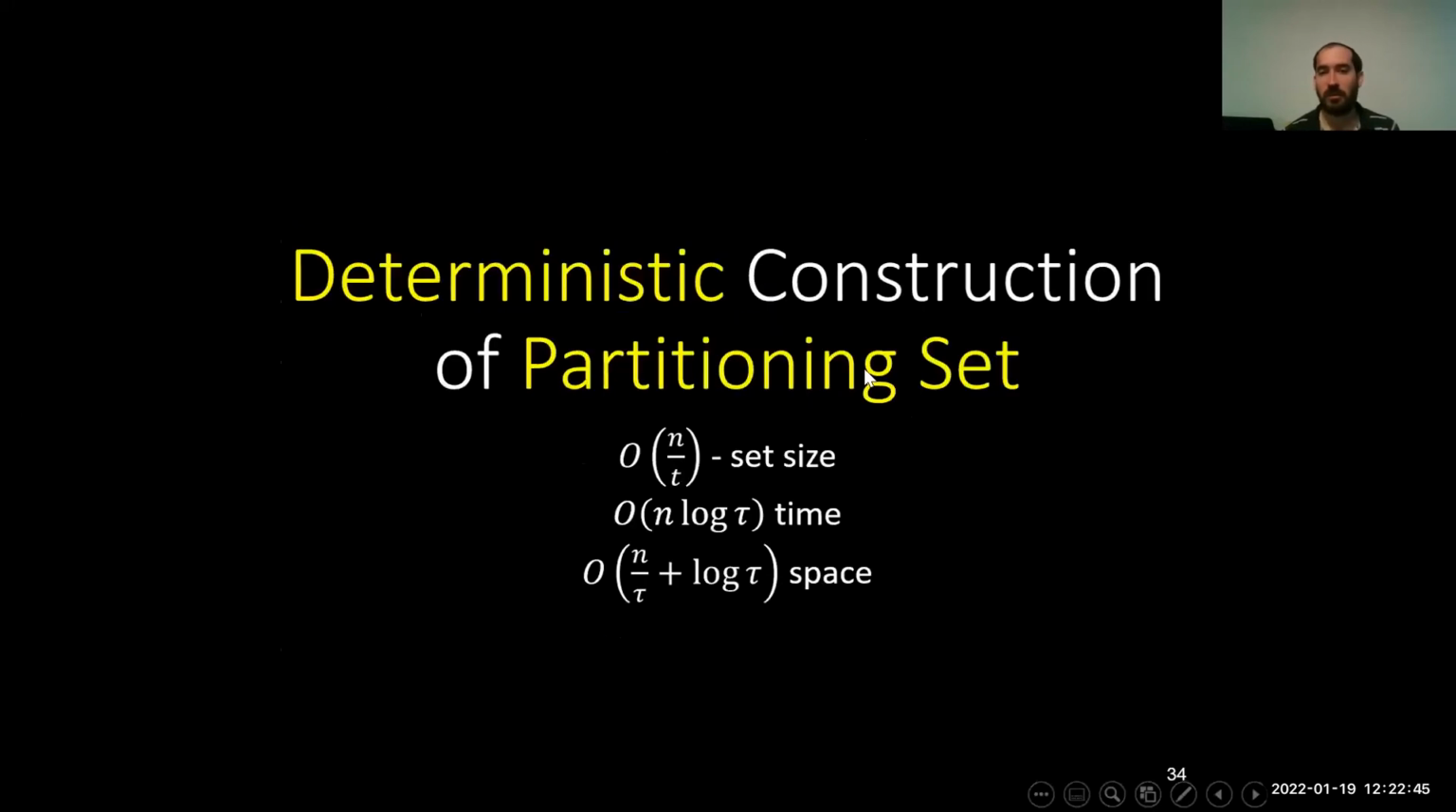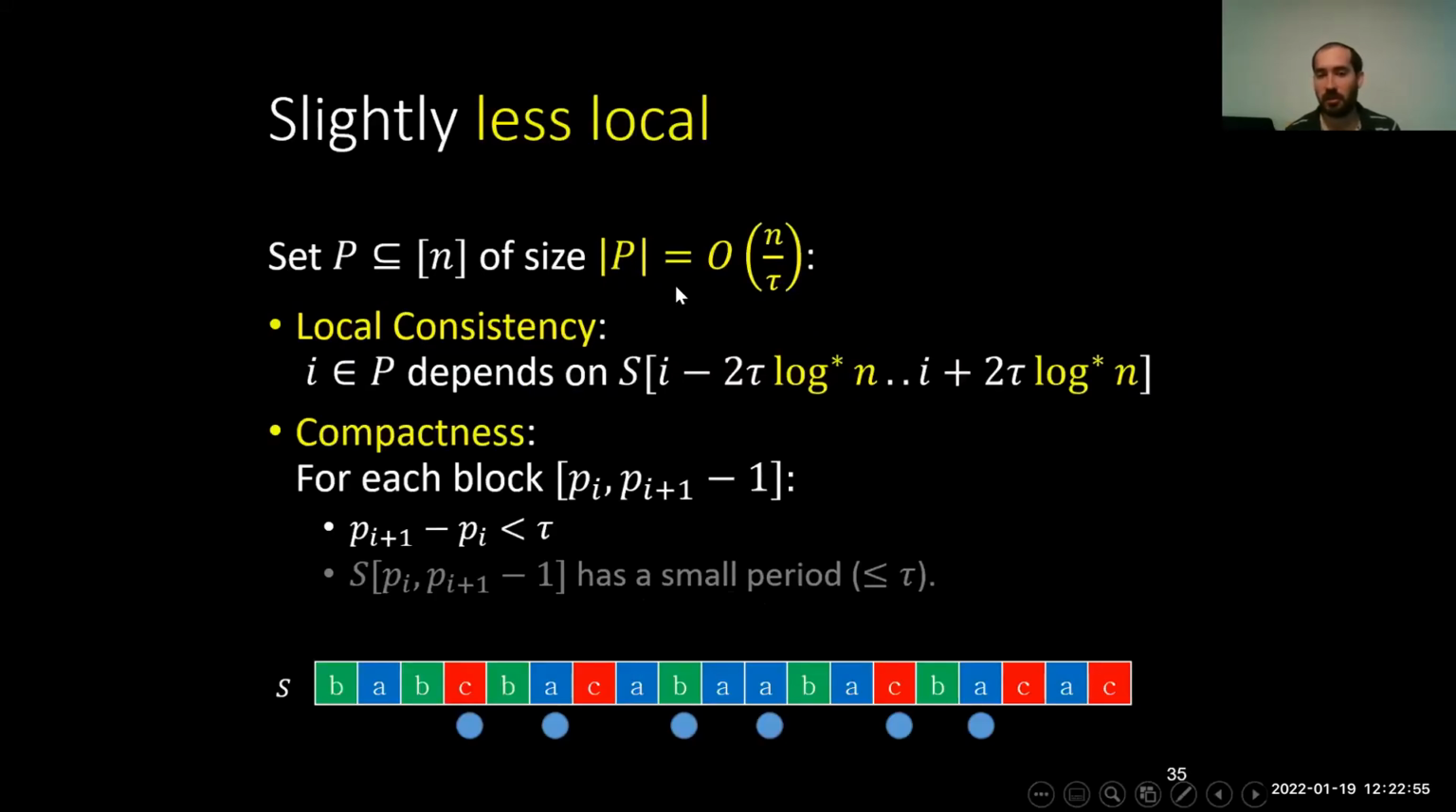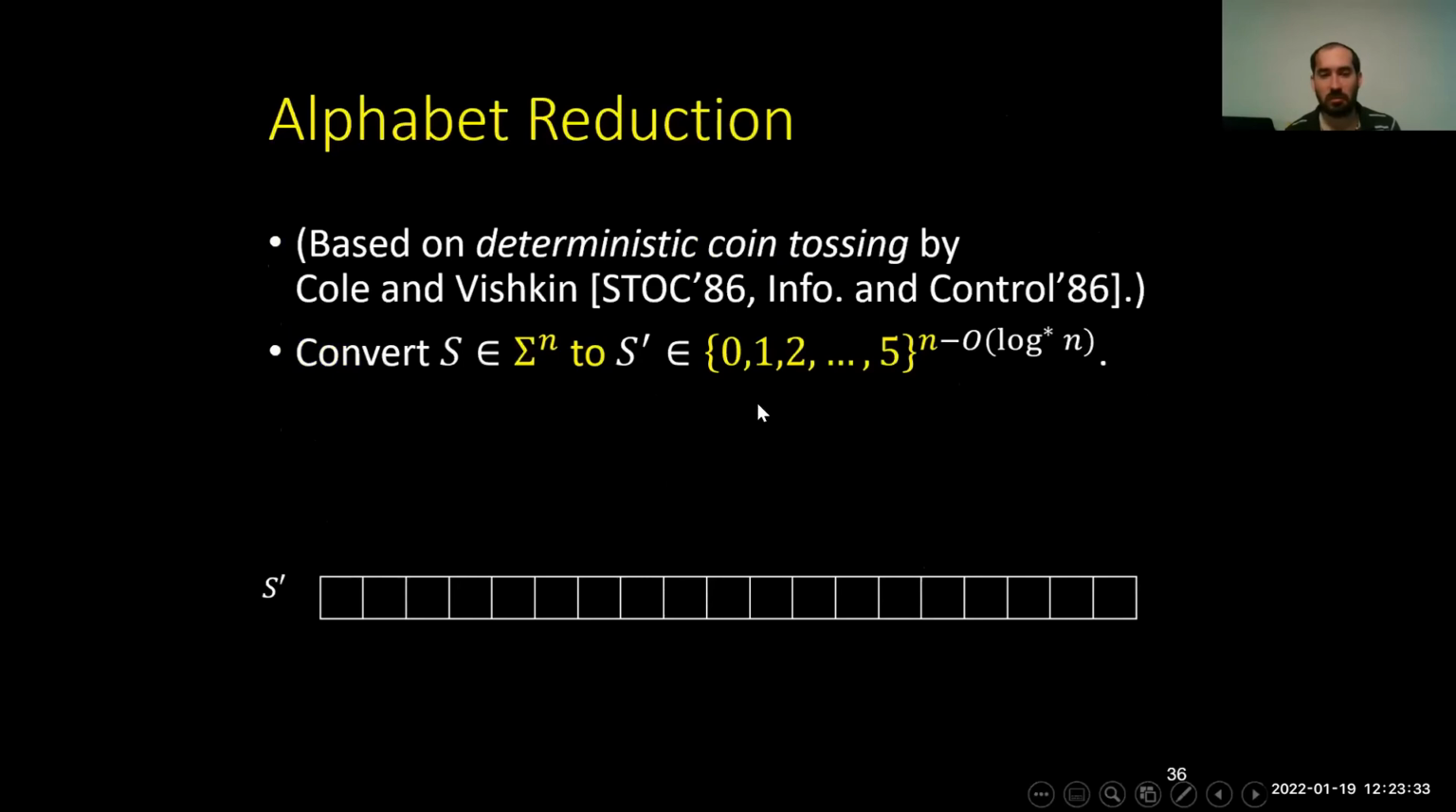So in the paper, we introduced a randomized construction of the partitioning set, but now I want to focus on the deterministic construction. However, our deterministic construction is slightly worse. Instead of having the local consistency property that the position I depends only on a string of size order of tau around it, it depends on a string of size order of tau times log_tau n, which is not so good. It's slightly worse. However, it was recently fixed by Kosolobov and Sivukhin, who introduced a way to choose a partitioning set with order of tau local consistency, and I will explain it at the end of this talk.